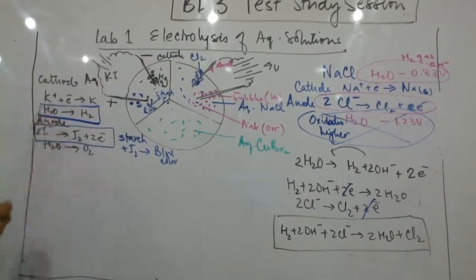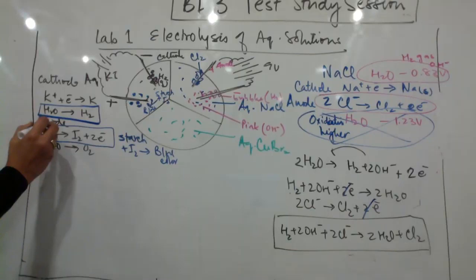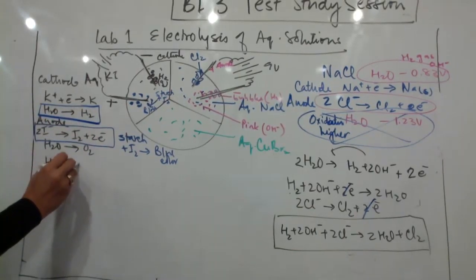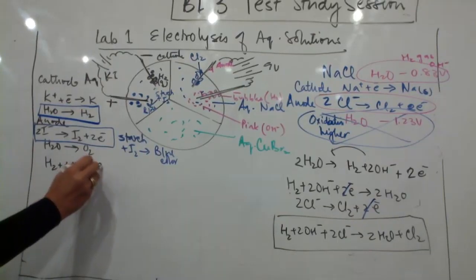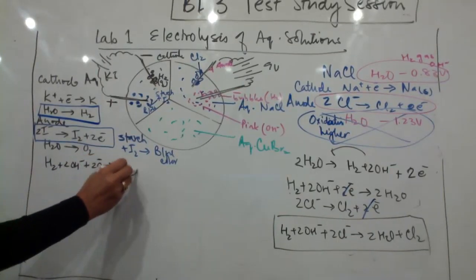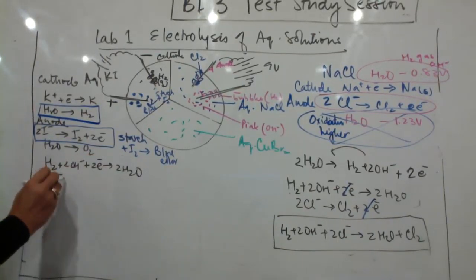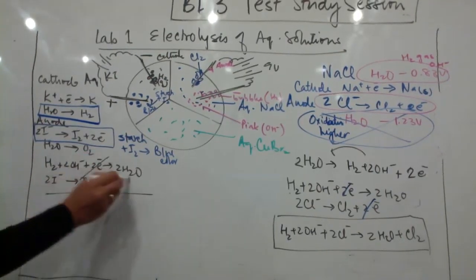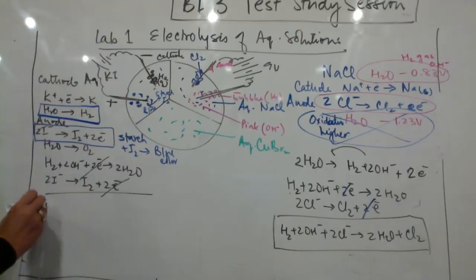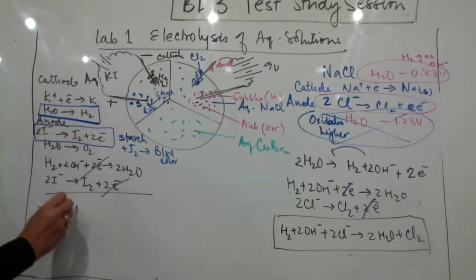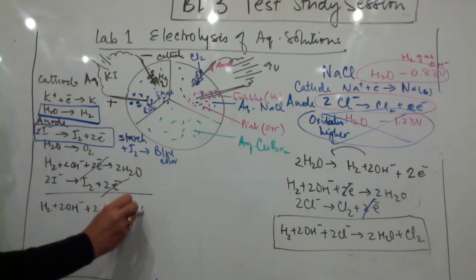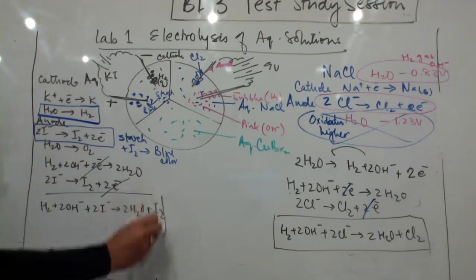An overall reaction here would be again H2 plus 2OH minus plus 2 electrons gives 2H2O, and 2I minus gives you I2 plus 2 electrons, and the 2 electrons cancel out. So it will be H2 plus 2OH minus plus 2I minus gives you 2H2O plus I2.